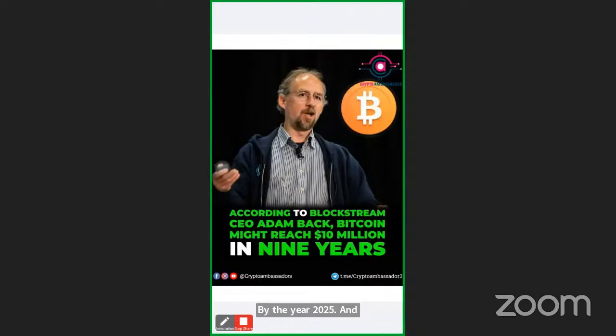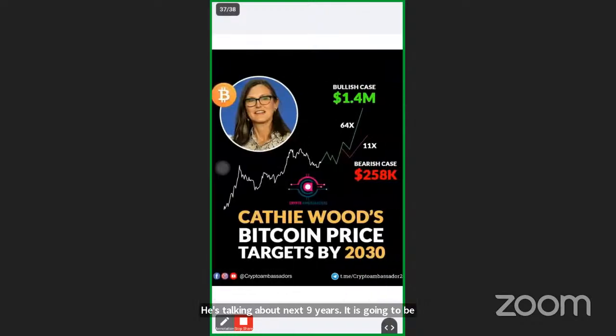Another big investor and expert, Adam Back, the CEO of Blockstream, says that Bitcoin might reach $10 million in the next 9 years. He's talking about the next 9 years, meaning two halvings. After two halvings, it is going to be around $10 million, which we expect to be $1 million after the first halving. He believes that after the fifth halving, in the year 2028, he's talking about the next 9 years, it is going to be ranging around $10 million per Bitcoin. So the longer you wait, the higher the returns you earn.